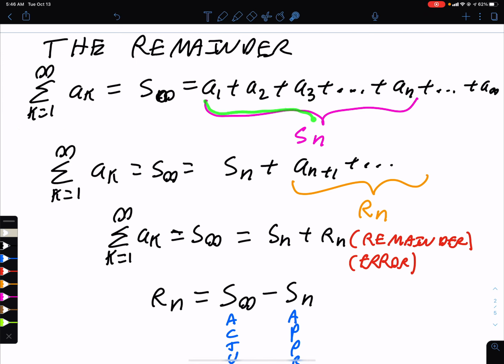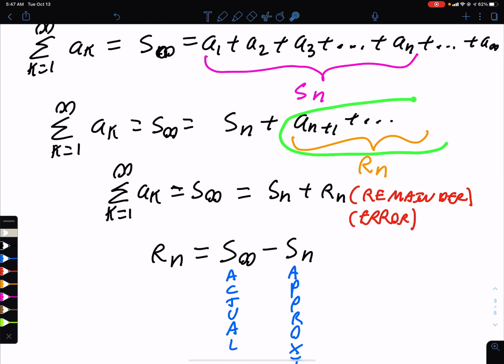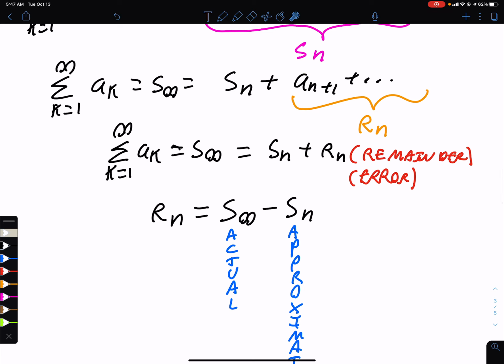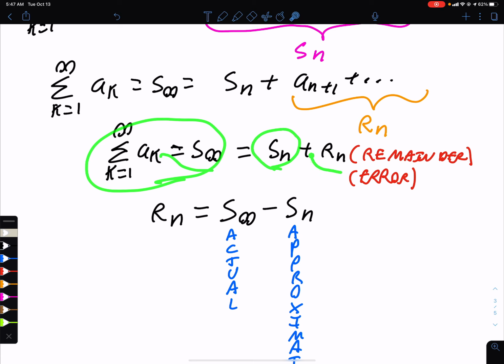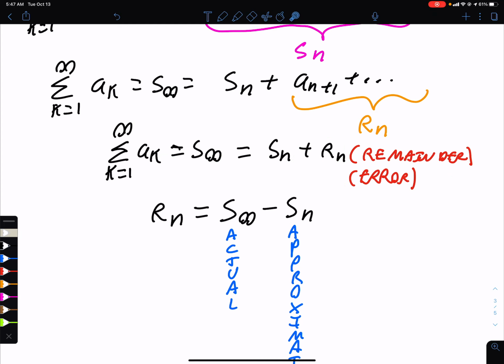But I can call the first n terms added up the sum of the first n terms, S sub n. So I'm going to rewrite this as the first n terms, and then I have the rest of the terms still. I'm going to call all the terms after the first n terms the remainder, the R sub n. So what we have here is an infinite series is the first n terms plus the rest of the terms added up, but all those extra terms are called the remainder or error. And let me show you why it's called that.